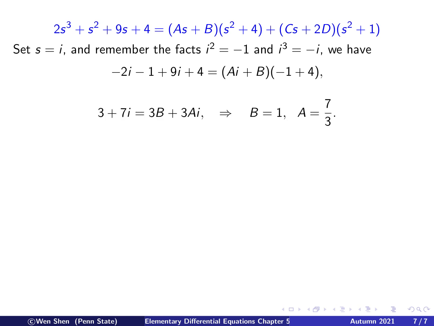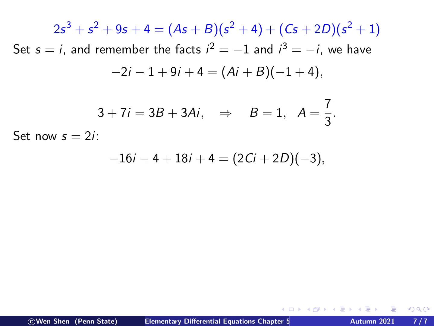Okay, and let's simplify. Find out the real part and imaginary part on the left and on the right. And then on the left, I get 3 plus 7i. And on the right, I'll get a 3 here, multiply onto it, I'll get 3b plus 3ai. Okay, and then we see that the real part must match, then b is 1, and the imaginary part must match, so a is 7 over 3.